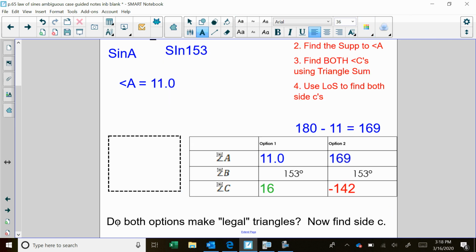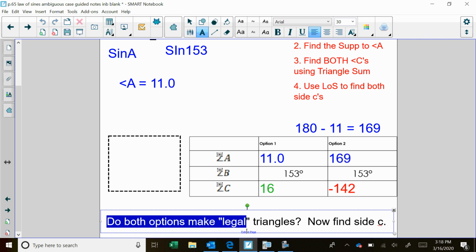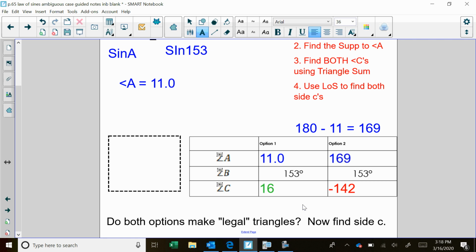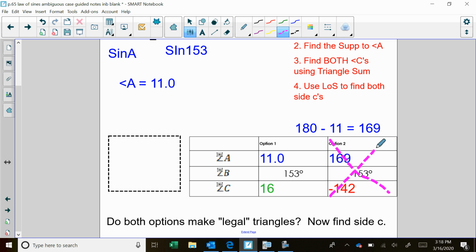So when we look at answering the question, do both options make legal triangles? Well, no, they don't. This second option over here came out to be a negative value. So we really only have this one triangle that we would have to go and find little c for. And it ends up being the only other piece of information you need to solve this problem.